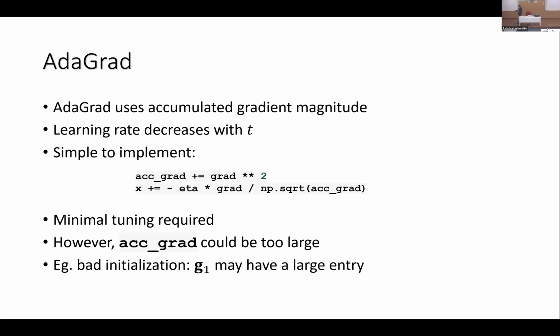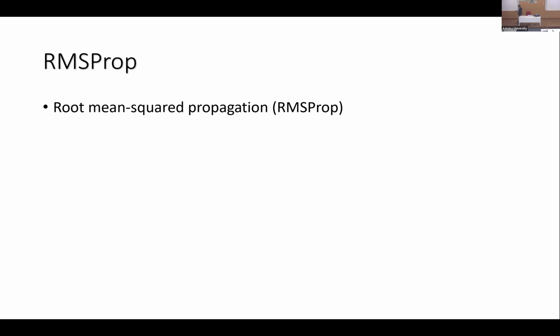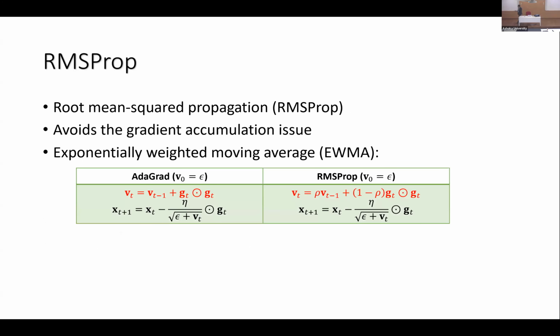So this could be due to bad initialization. So other techniques are also there. For example, RMS prop, called root mean square propagation, avoids the gradient accumulation issue. It is slightly different in the sense that instead of accumulating it like this, we are using what? A moving average window.